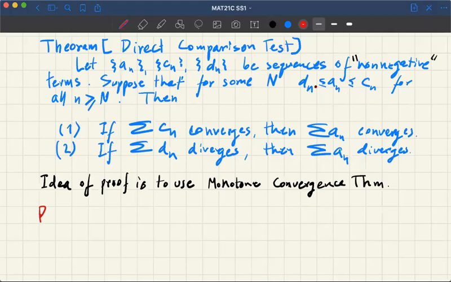Suppose that Dn is less than or equal to An, and An is less than or equal to Cn. If this is true, then if this happens, it converges. If this happens, it diverges. But if Dn diverges, how can you compare which one's bigger, which one's smaller? I mean, if Dn and An both diverge.